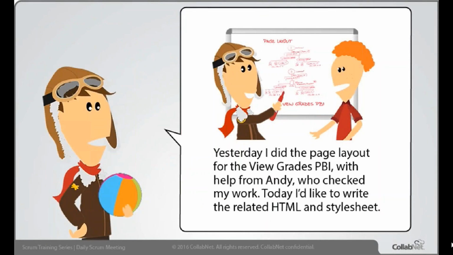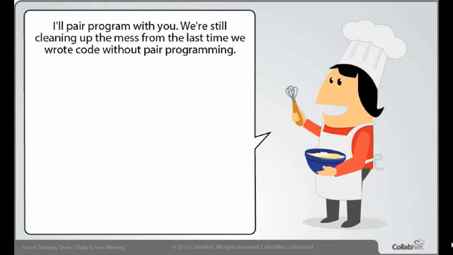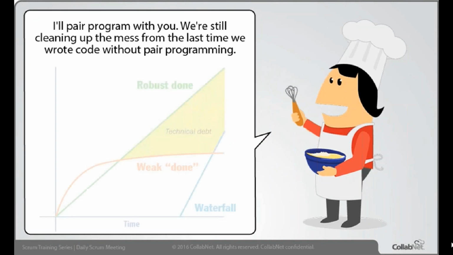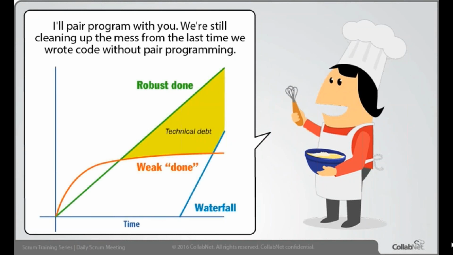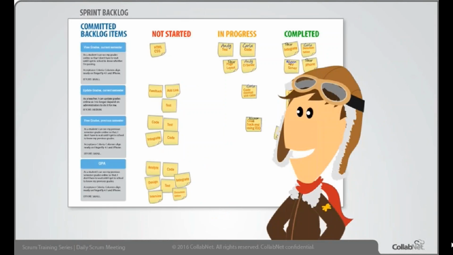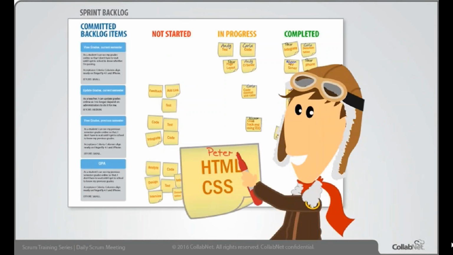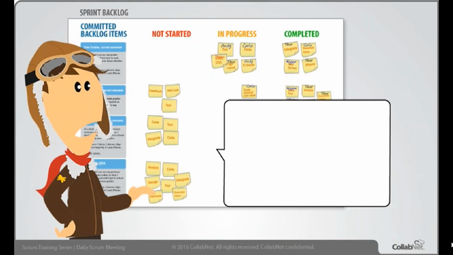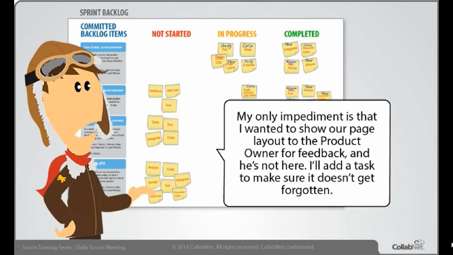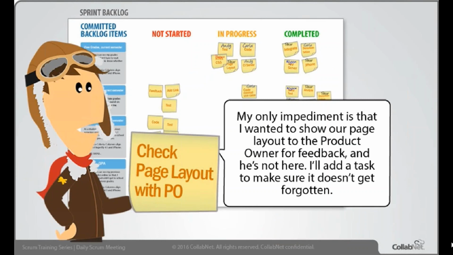Yesterday, I did the page layout for the view grades PBI with help from Andy, who checked my work. Today, I'd like to write the related HTML and style sheet. I'll pair program with you. We're still cleaning up the mess from the last time we wrote code without pair programming. My only impediment is that I wanted to show our page layout to the product owner for feedback, and he's not here. I'll add a task to make sure it doesn't get forgotten.